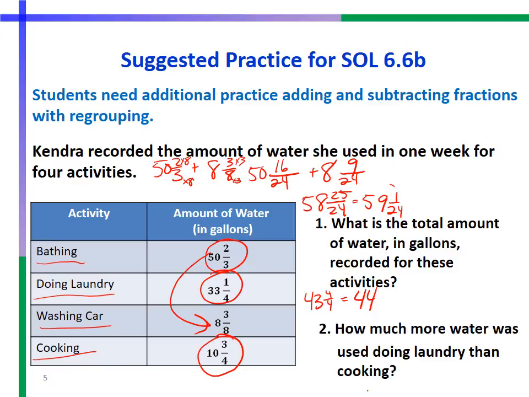And so what I'm going to do is take this number, 59 and 1/24, and add it to 44.